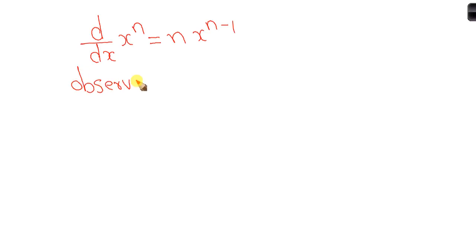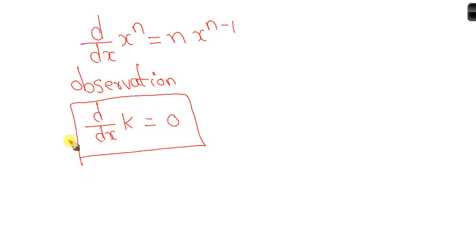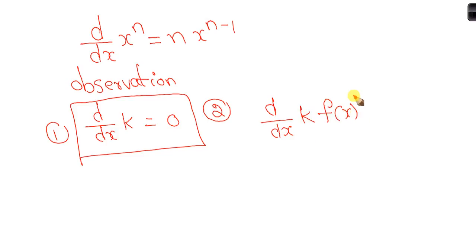So what are the observations derived from this power rule? The observations are, suppose I have a constant function, what is the derivative of a constant function? The derivative of a constant function is 0. The second observation is, suppose you have k times any function. If I would like to find the derivative of k times any function, it is the same as k times the derivative of that function.